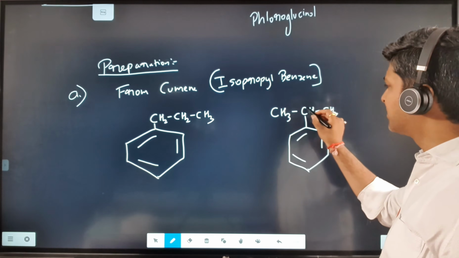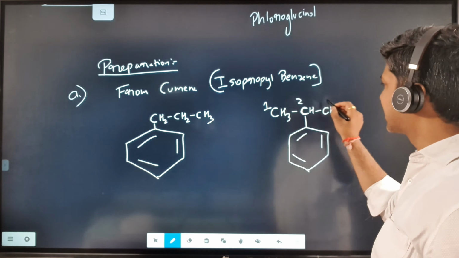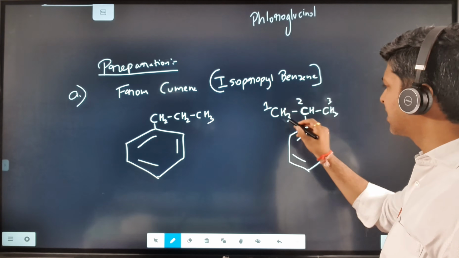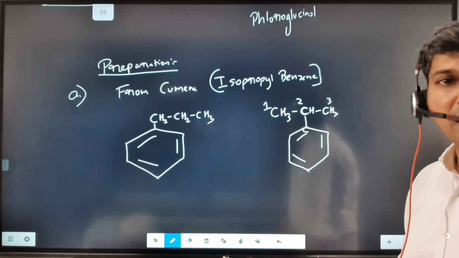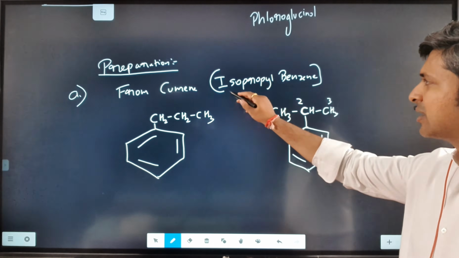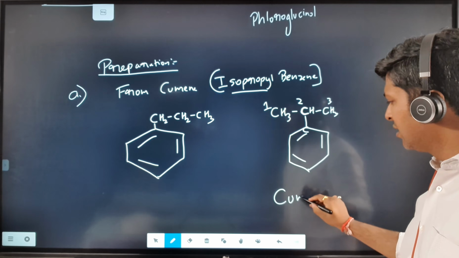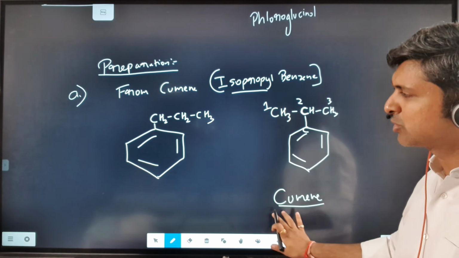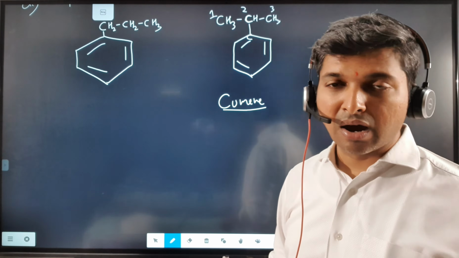Remember, iso comes when it is the second carbon. This is your first carbon, second carbon, third carbon. The second carbon is directly connected to two other carbons, then we can use the word iso, right? That's why it is isopropyl benzene, also called cumene. The preparation of phenol from cumene is the commercial method.